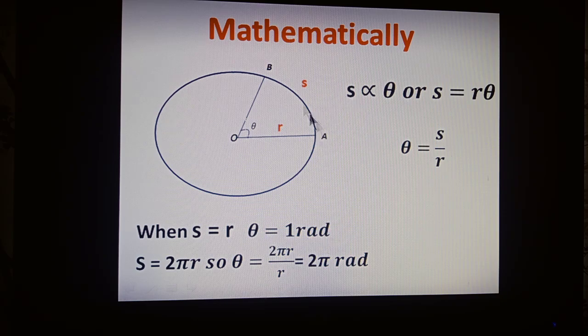And for a complete circle, when a body starting from A completes one rotation, then the total length of the arc is equal to the circumference of that circle. So we can write S equals 2 pi r. Inserting this value of S here, we get theta equals 2 pi r over r. r will be cancelled with r, and theta equals 2 pi radian. For a complete circle, the value of angular displacement in radians is 2 pi.